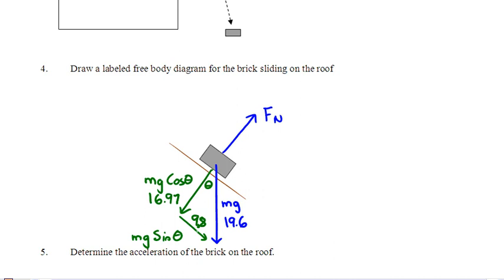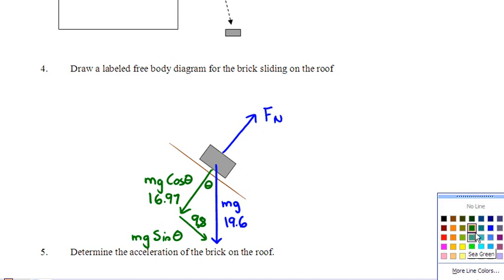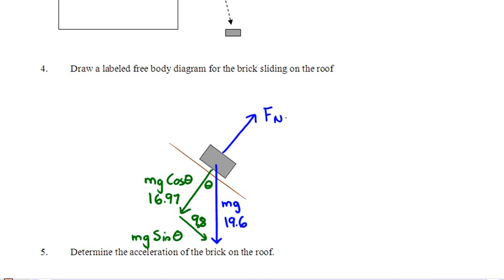Okay, so this normal force that's actually coming straight out of the surface of the roof, it is not equal to mg. When you're on a ramp, that is not going to be the same as the mg value. It's actually mg cos theta. It's equivalent to that crushing force. So it's equivalent to 16.97.